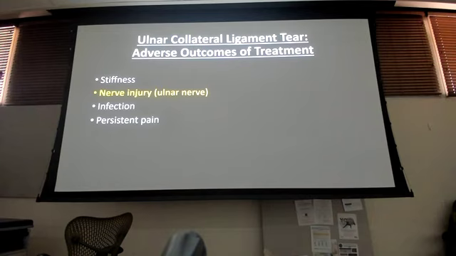Infection is always a concern. Persistent pain, yes. Even after surgery, like I keep saying, the patient gets stability because that's the goal of the surgery, but they still have residual pain. We fixed the instability, which was our main goal, but you still have residual pain. Stiffness is always possible, especially more so if they're not compliant with physical therapy.